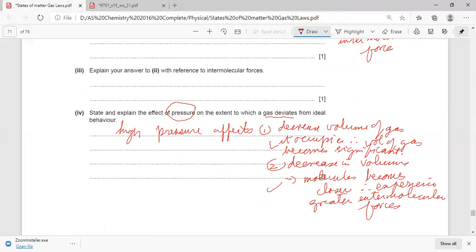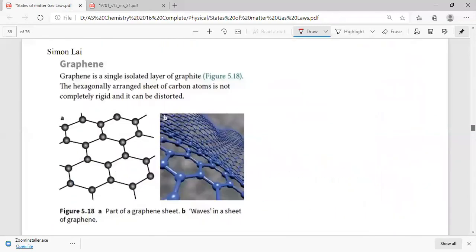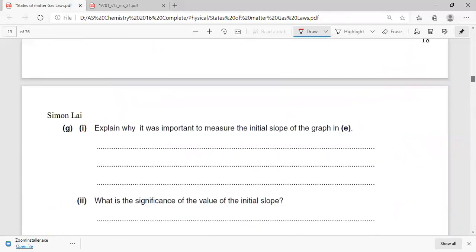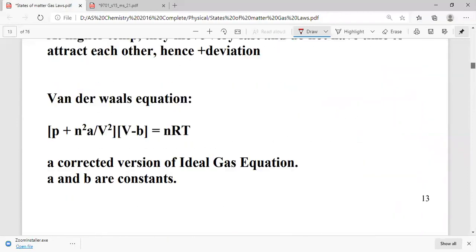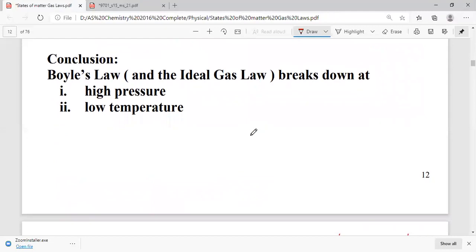So I've done this already. Let's go back to the whole thing. So this is how it comes up. Alright, so I've done this part already. Remember, Boyle's law breaks down at high pressure. Why? Again, I'm going to tell you here. At high pressure, the volume will decrease and become smaller.